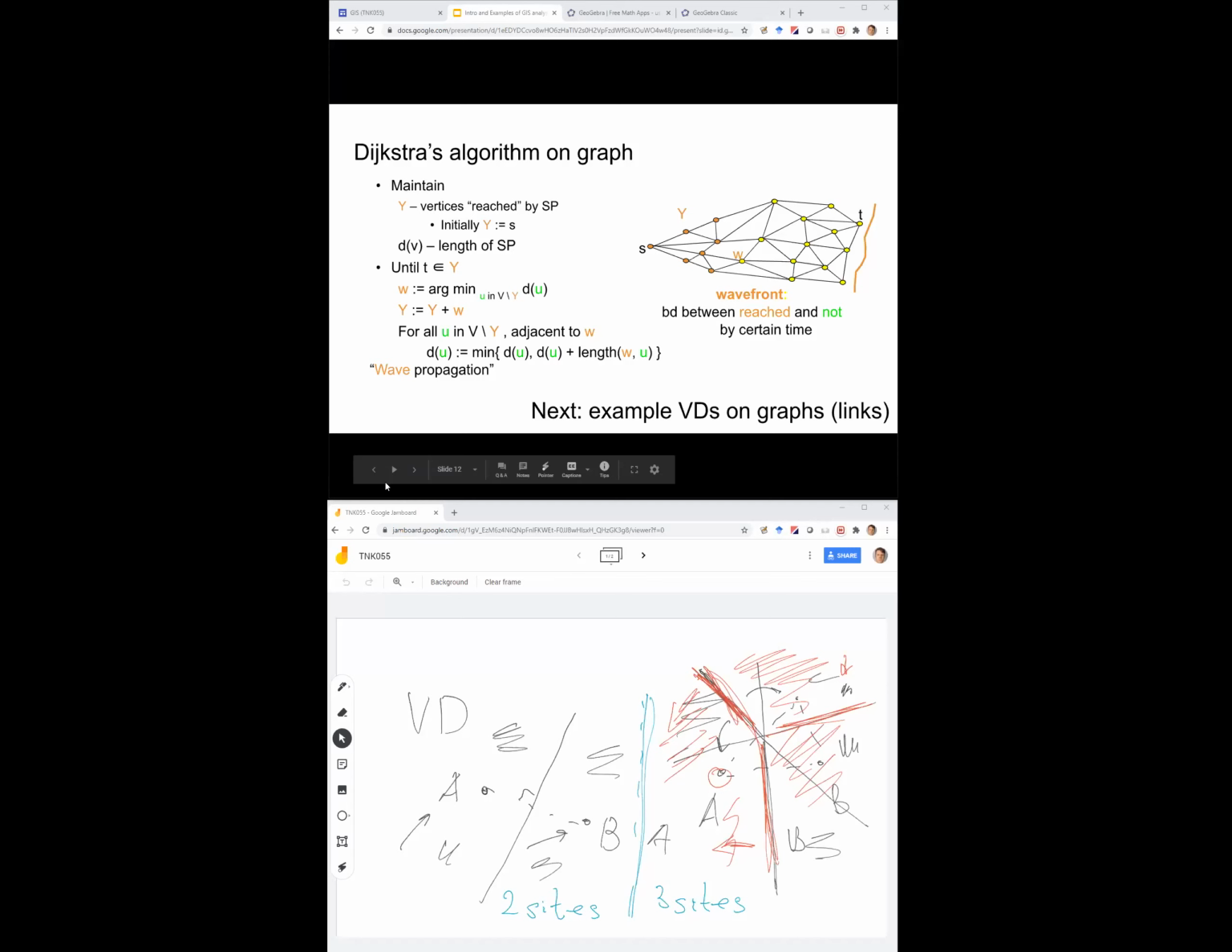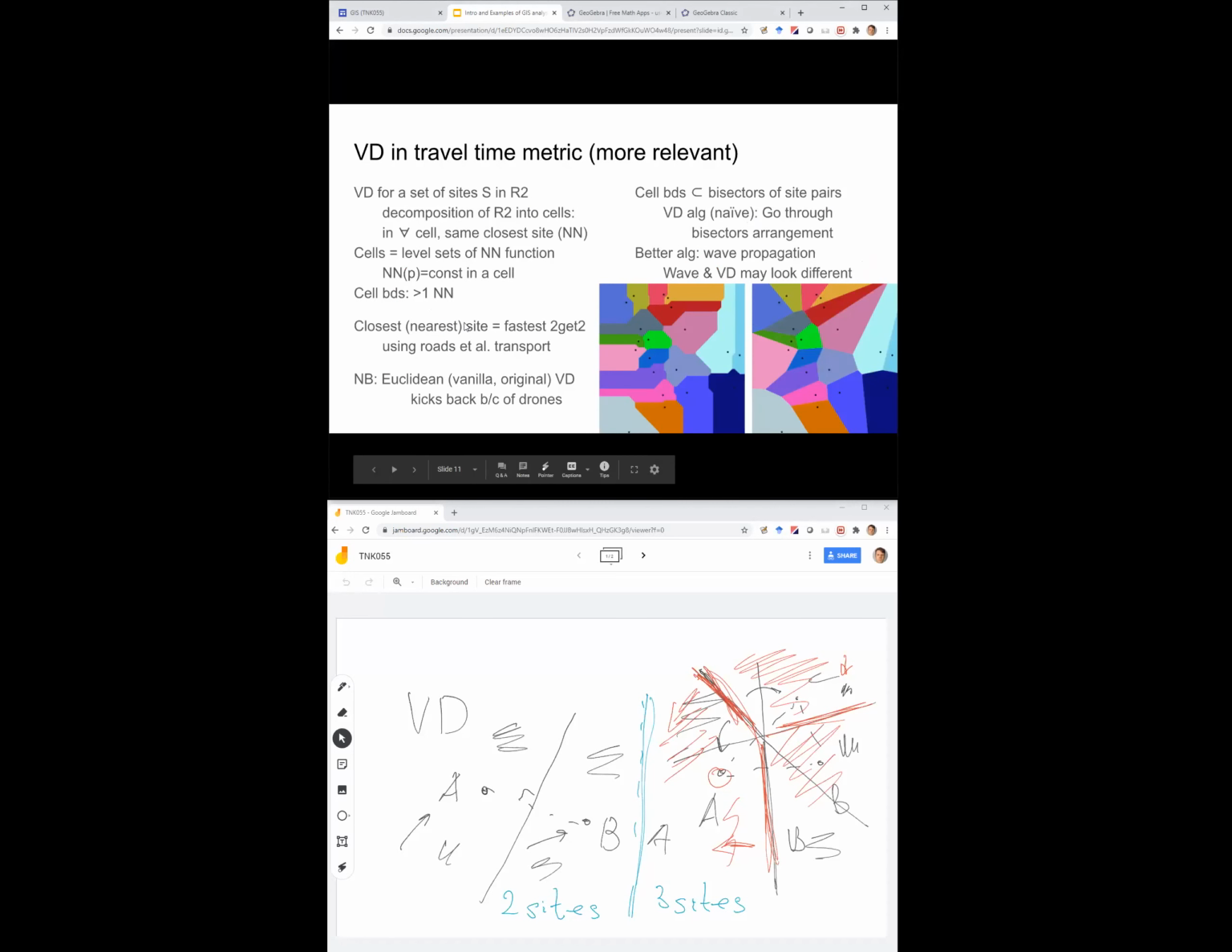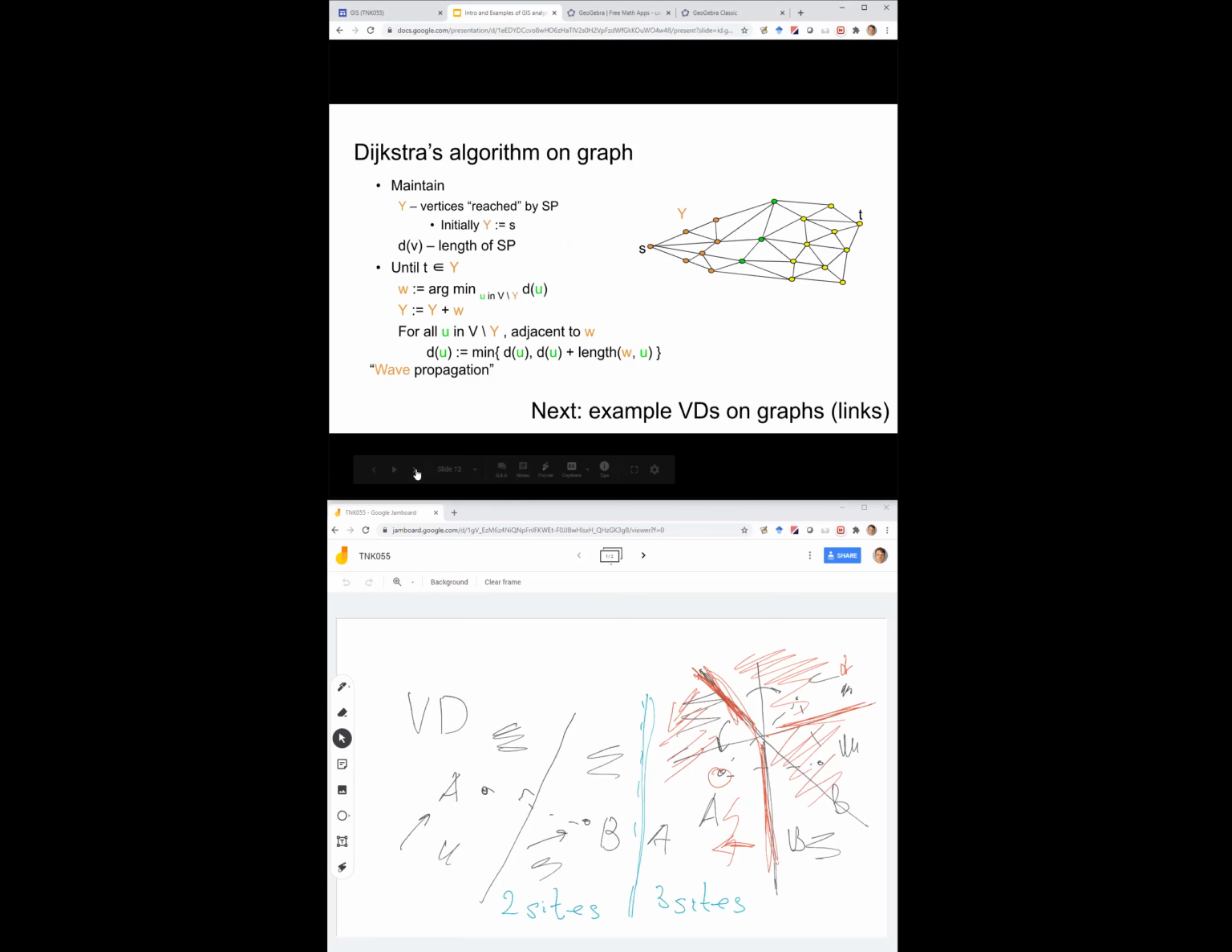So yeah, I'll go back one slide. We were talking about Voronoi diagrams on a set of points in the plane, maybe using various metrics. But then we were also realizing that sometimes you don't really fly from point to point. Sometimes you do, like if you use a drone, but sometimes you don't. You're really working on a network. And you can imagine this wave propagation on a network. Well, Dijkstra's algorithm is one example. So how will it look?